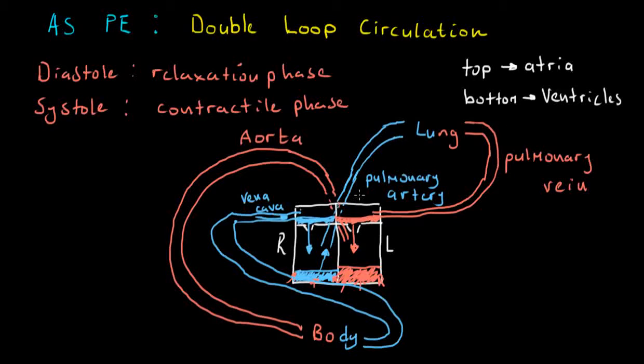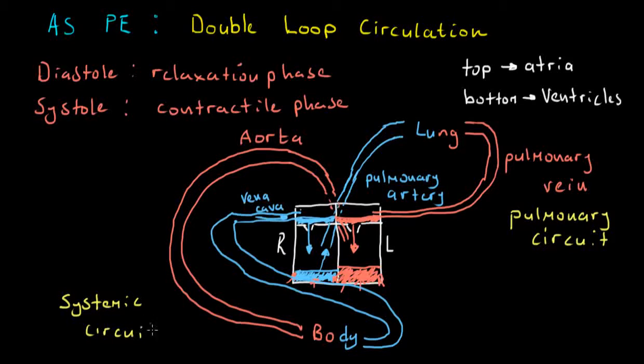So we now have two loops. We have a loop, or a system, up to the lung. We're going to refer to that as the pulmonary circuit. The pulmonary circuit is the loop that goes up to the lung and back. And the circuit which goes down to the body, we don't call it the bodily circuit, we call it the systemic circuit, or the systemic loop. So we have this double loop system.